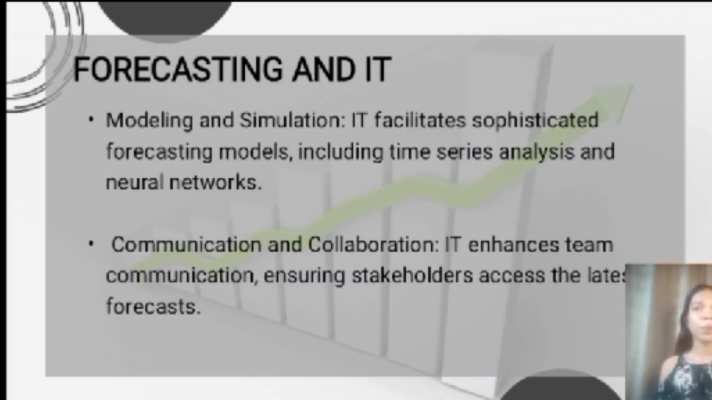So last one, communication and collaboration. So IT makes it easier for them to communicate and share information. Everyone involved can access the latest forecast and data, which leads to better coordination and decision making. For example, a marketing team uses project management software to share campaign plans, track progress, and discuss results. This ensures everyone is aware of the campaign status and can contribute effectively.